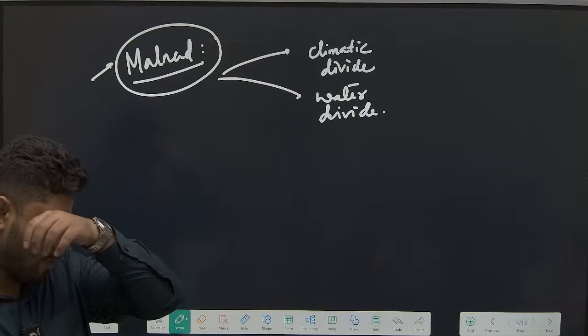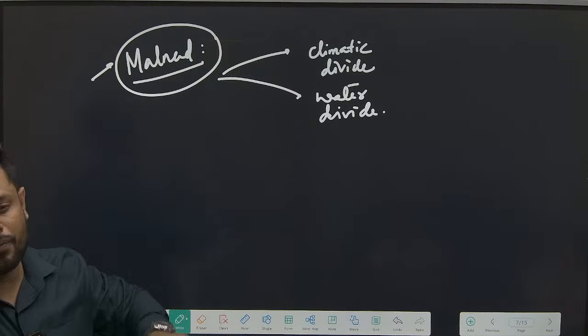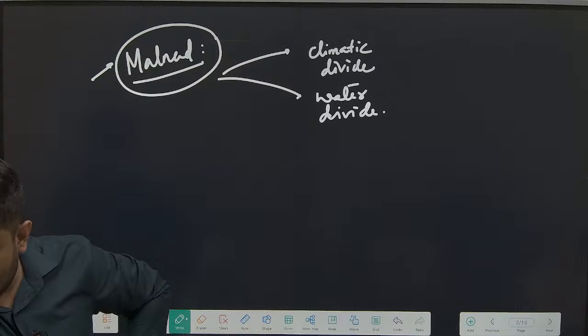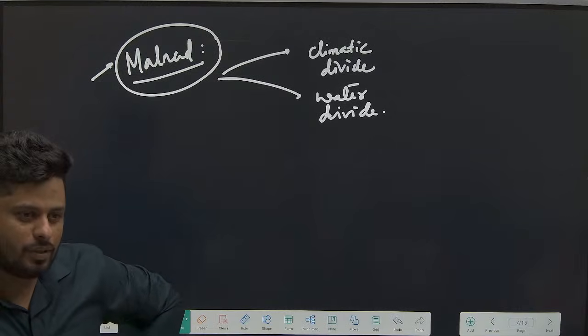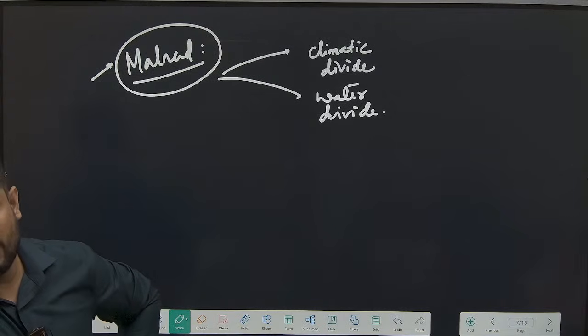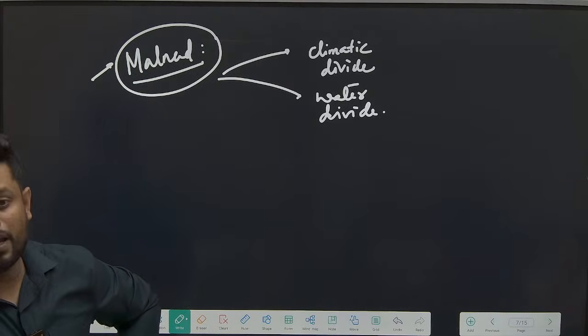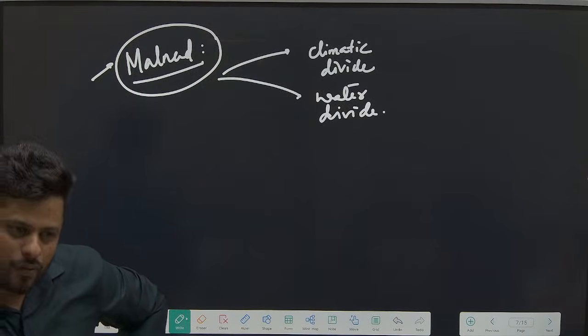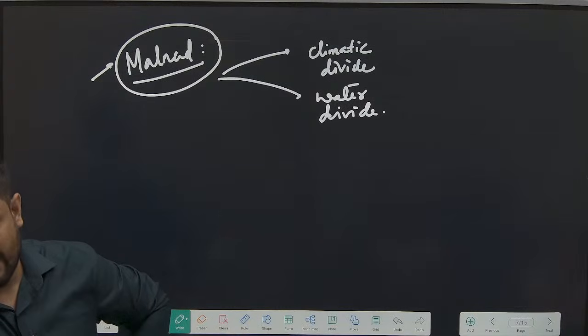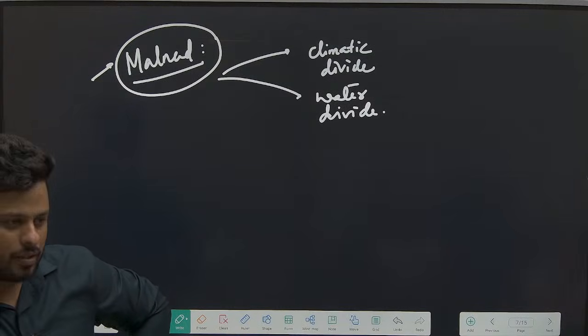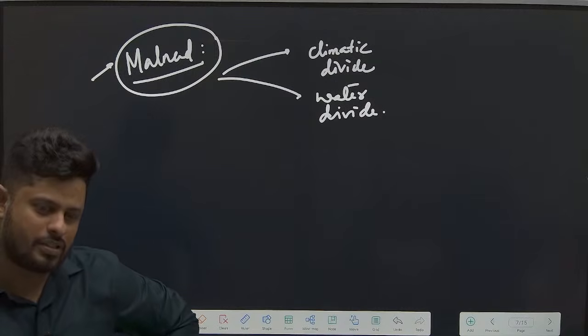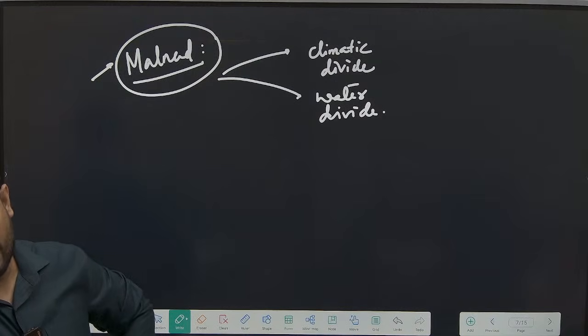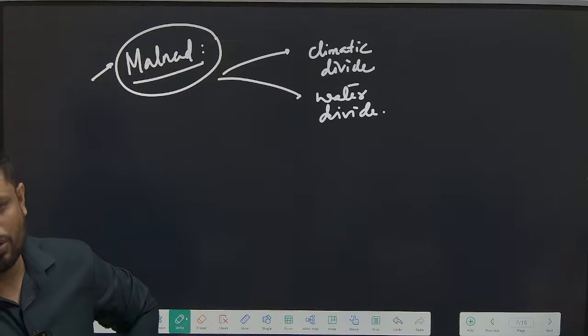If there is a prominent physiographic feature or a landform feature, in this case like the Western Ghats, and if you find two distinctive climatic categories on either side of this particular physiographic unit, then that physiographic unit can be called a climatic divide. Is the climate on the western side of the Western Ghats different from the eastern side? No doubt, it's a climatic divide.